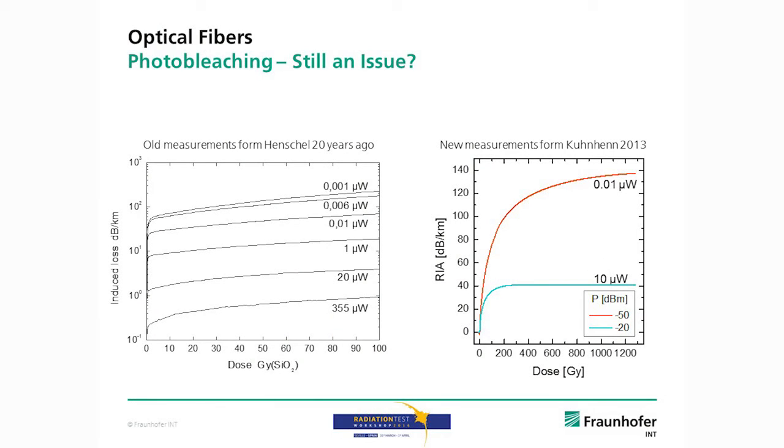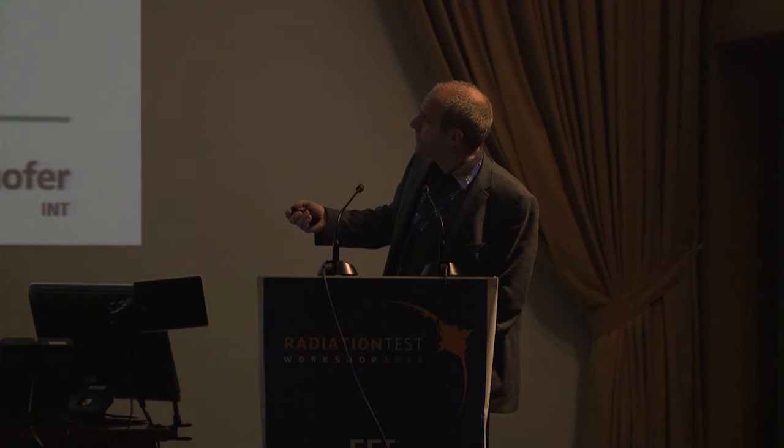Then in fibers, an old effect that everybody knew and thought was not very important anymore is photobleaching, where the induced light power during your test can anneal the fiber. And this is an old measurement from the 90s from Henschel. And keep in mind, this is decibels per kilometer, and this is a logarithmic axis. And you have a large effect.